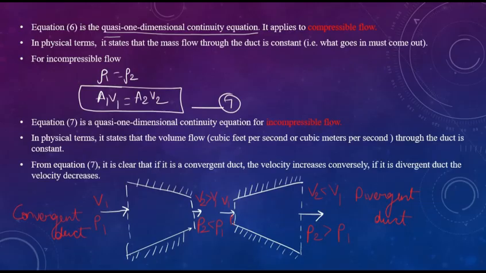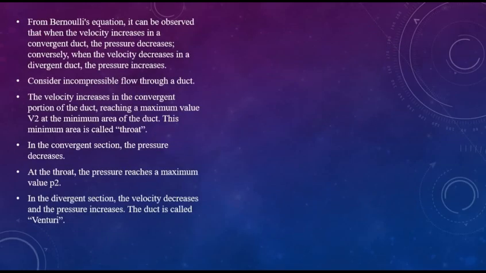Now, what conclusion do we have from Bernoulli's equation? From Bernoulli's equation, we can observe that when the velocity increases in a convergent duct, the pressure is decreasing, and in the divergent duct, the velocity is decreasing and pressure is increasing. So this is given by Bernoulli's equation.